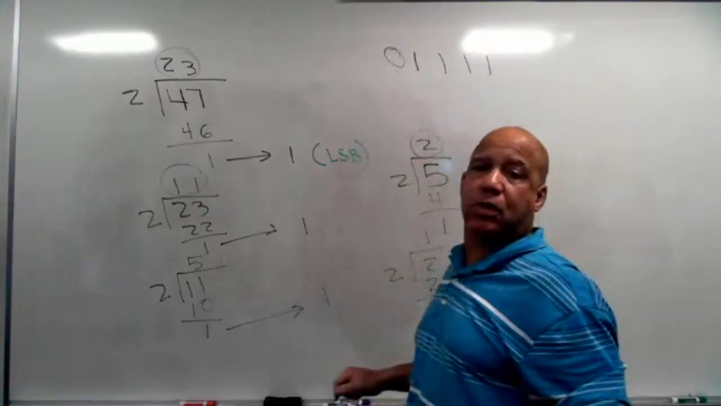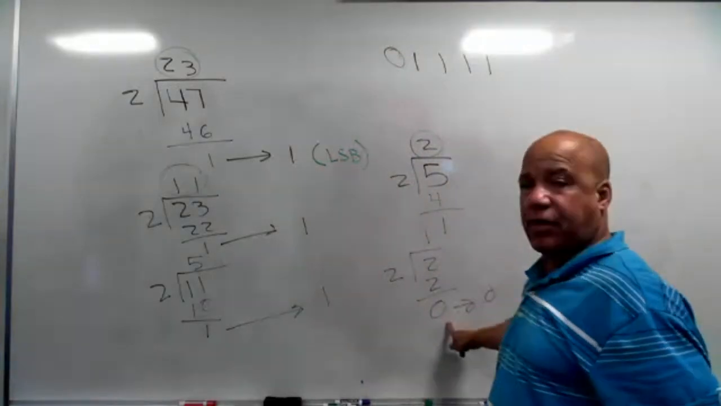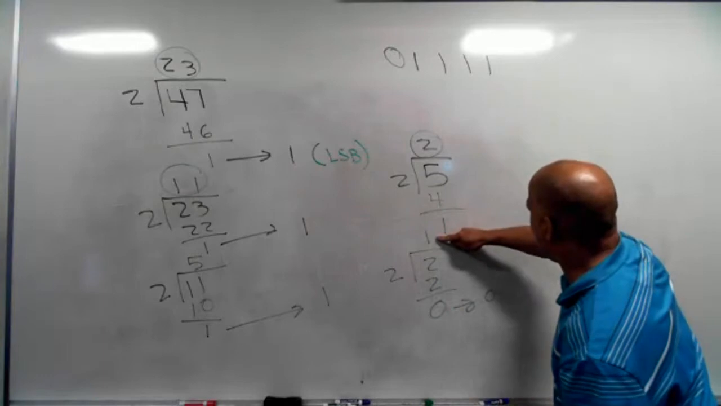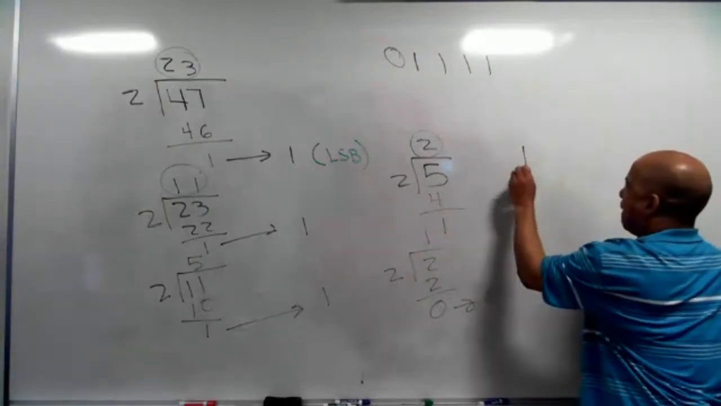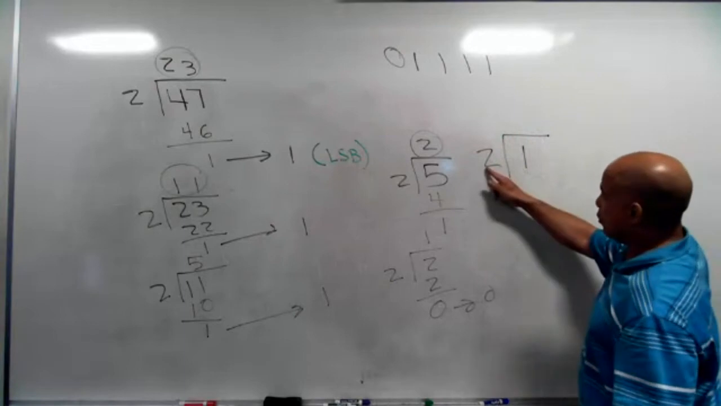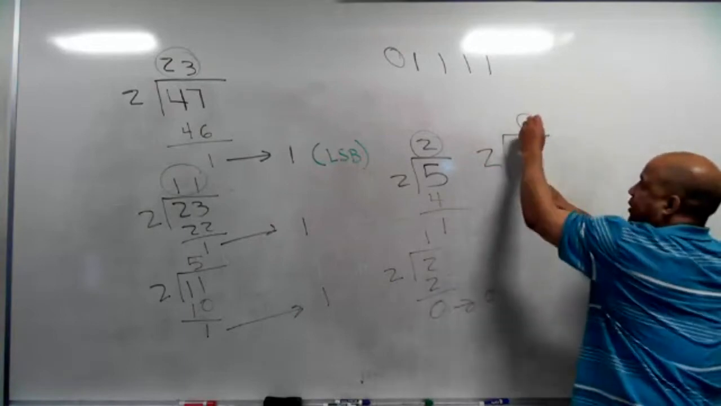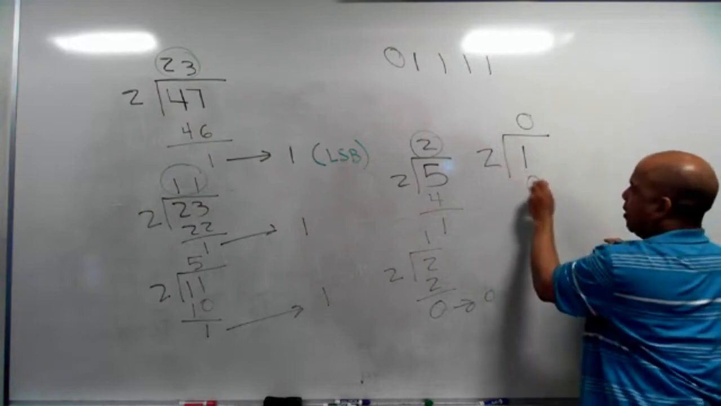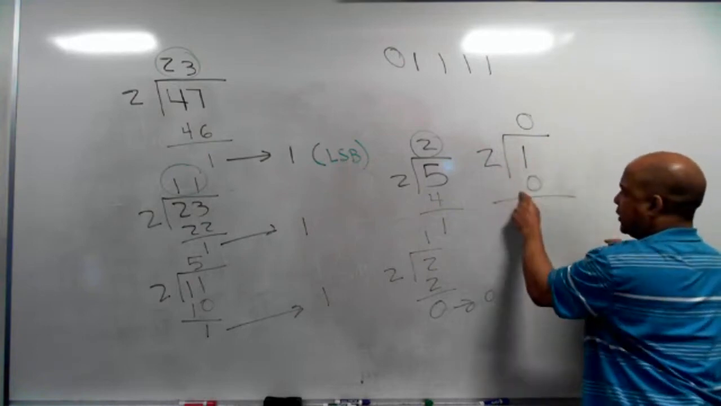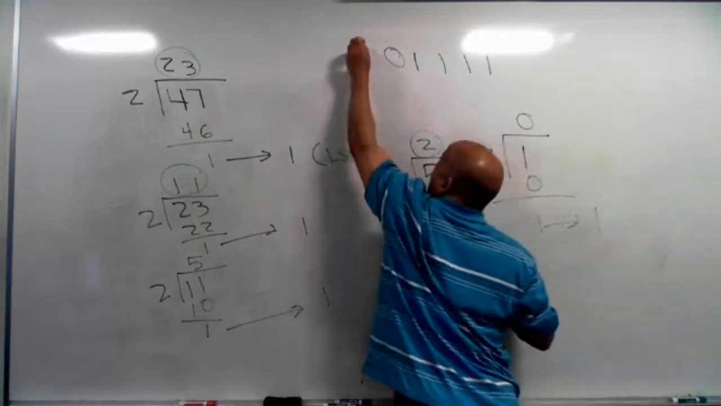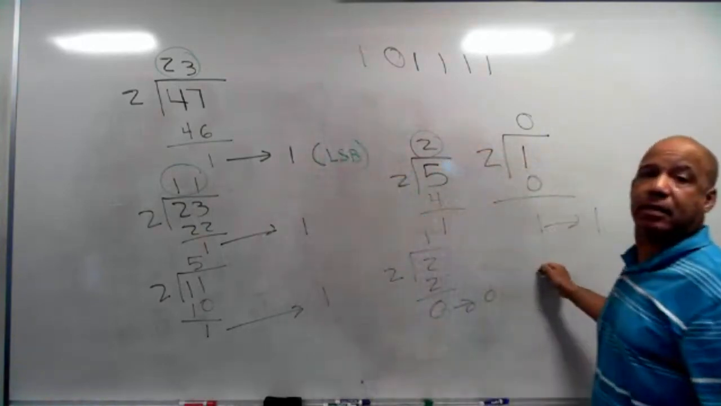And a lot of times what students will do is they'll stop right there because they get a 0, but you got to go one more time. You got to keep going. I'm going to take this 1 right here. Divide that by 2. 2 won't go into 1, so that's a 0. 0 times 2 is 0. And 1 minus 0 is a 1. So I get a remainder of 1. So that 1 right there is my most significant bit.